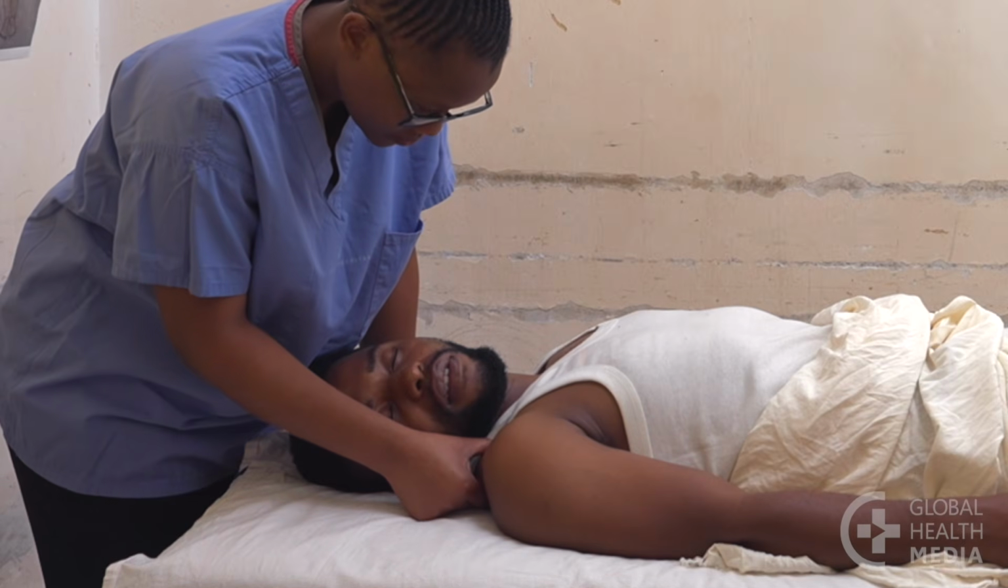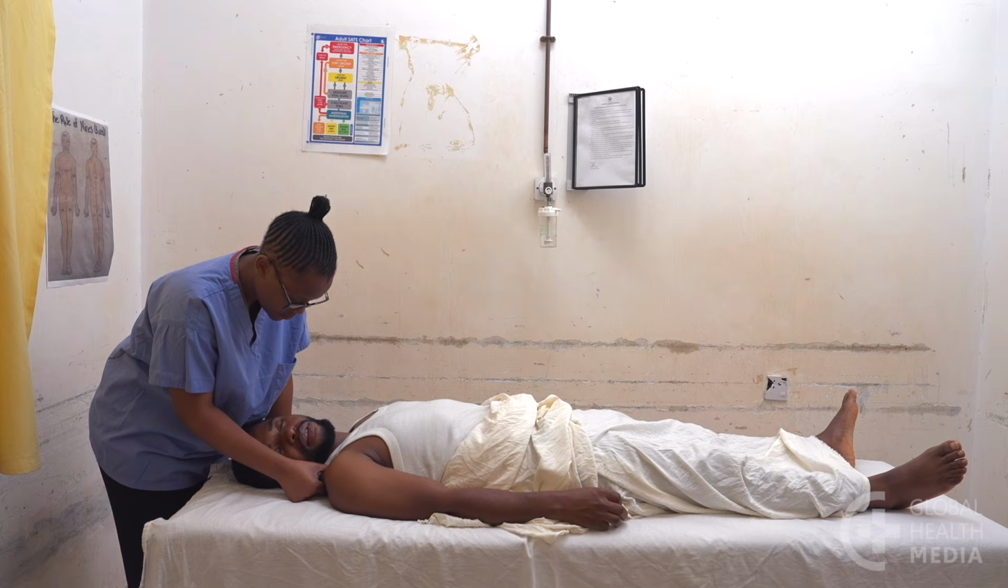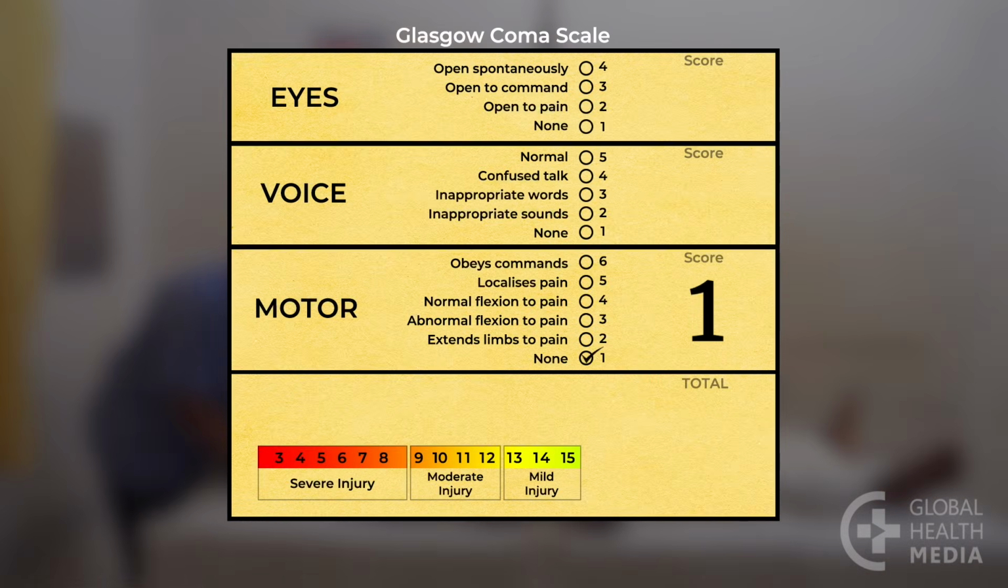If the patient does not respond to pain at all, he is given 1 point.